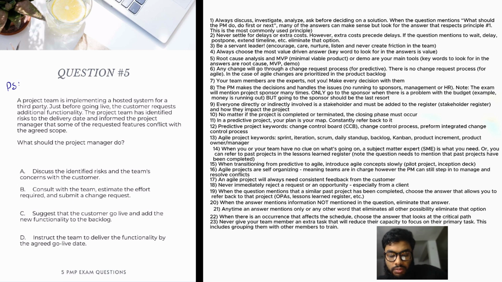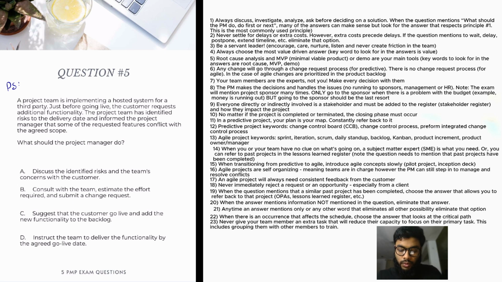A project team is implementing a hosted system for a third party. Just before going live, the customer requests additional functionality. The project team has identified risks to the delivery date and informed the project manager that some of the requested features conflict with the agreed scope. What should the project manager do? All right. Additional functionalities. Team has identified risks, and some of the requested features conflict with the agreed scope.